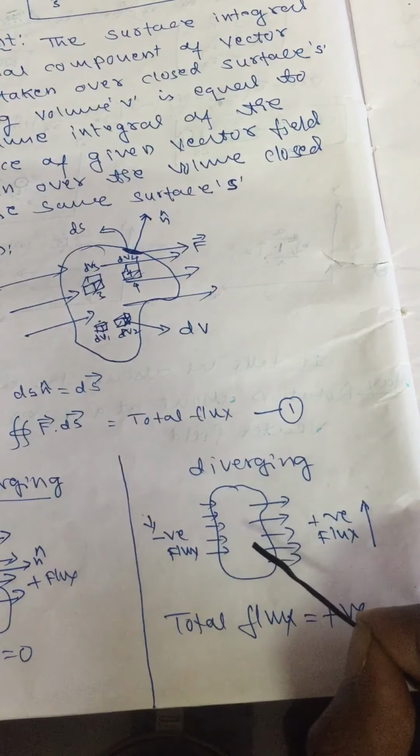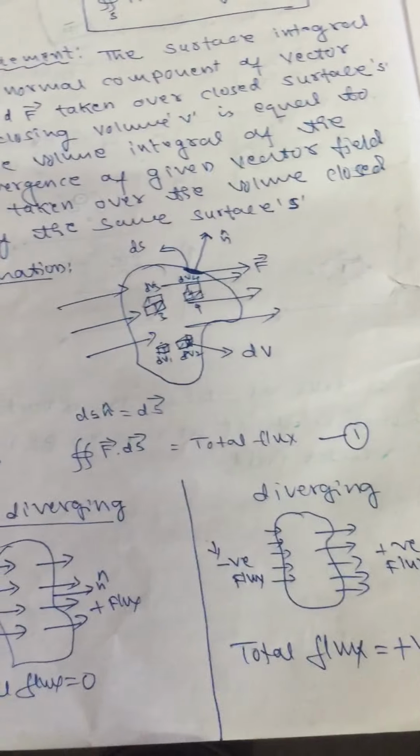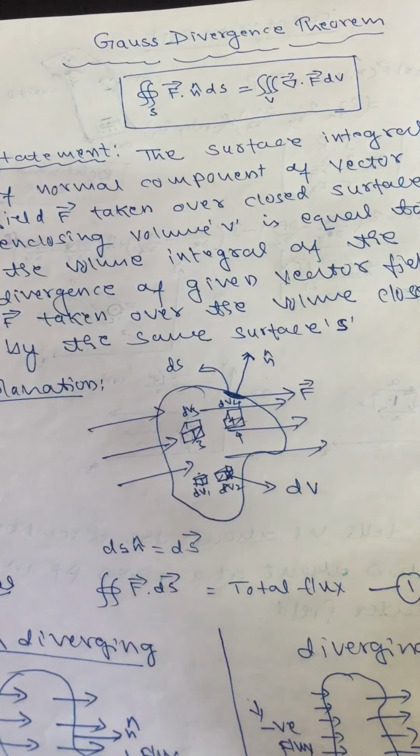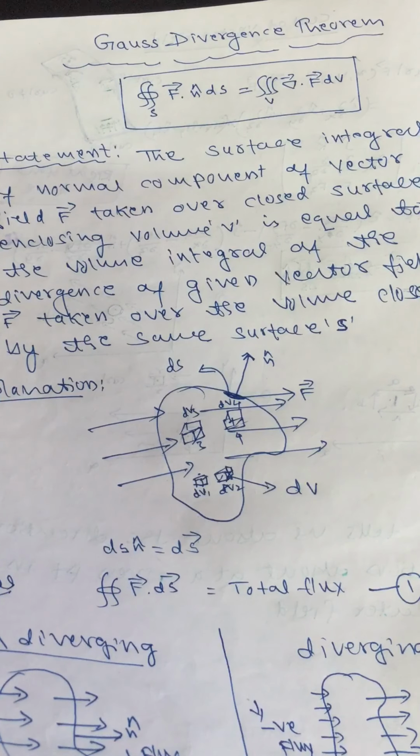So the Gauss divergence theorem tells us about the conversion of a surface integral to a volume integral. Please remember this statement: the surface integral of f dot n cap ds is equal to the volume integral of del dot f multiplied with the volume dv. I hope you understood this concept, that is the Gauss divergence theorem. Thank you.